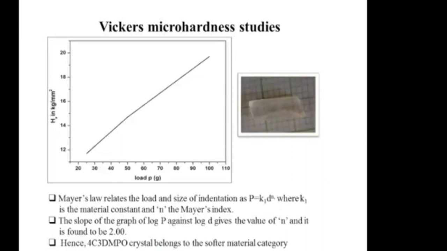Another is the Vickers microhardness test. Meyer's law relates load and size of indentation as P equals K1 d^n, where K1 is a material constant and n is the Meyer index. The slope of the graph of log P against log d gives the value of n, and it is found to be 2. Hence 4C3DMPO crystals belong to the soft material category.